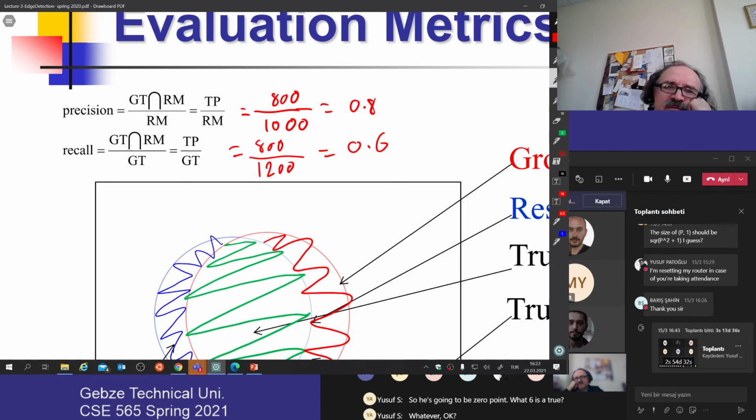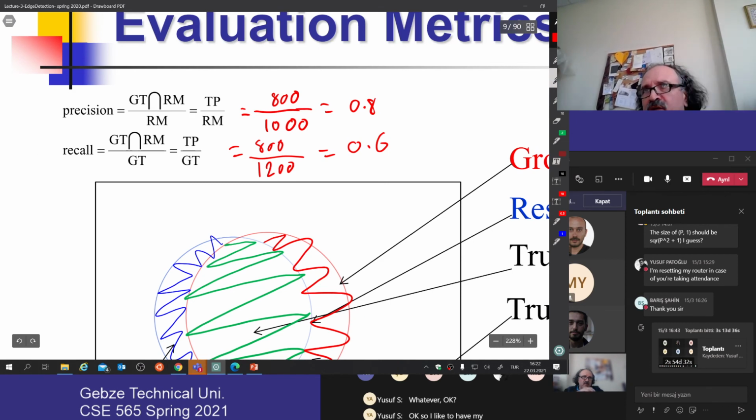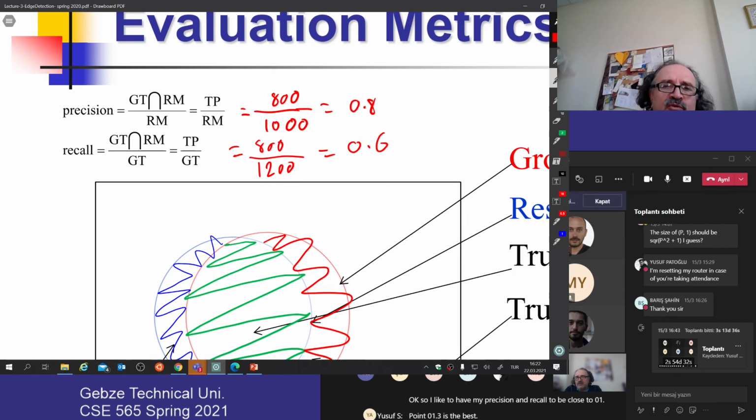So I like to have my precision and recall be close to 1.0. 1.0 is the best, but most of the time I won't be able to get close to 1.0. So these are typical detection reporting measures, precision and recall, and I'm going to use them from time to time.